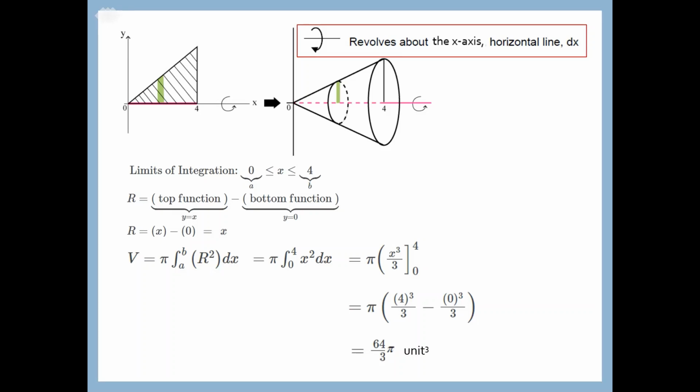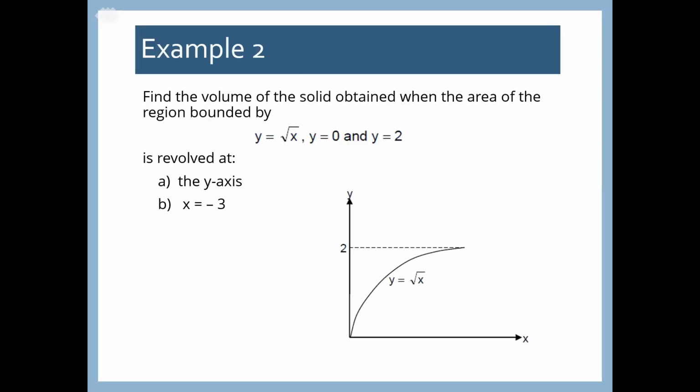As the rotation is about the horizontal axis, by applying the disc method, the volume is equal to the integration of pi r squared with respect to x from 0 to 4. Integrate x squared, the answer is x cubed over 3. Substitute both limits of integration into the answer and simplify. You will obtain 64 over 3 pi units cubed as the answer. Now refer to example 2.